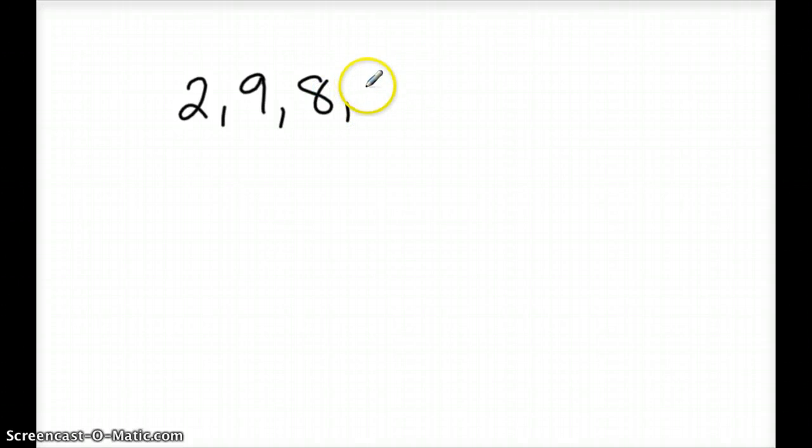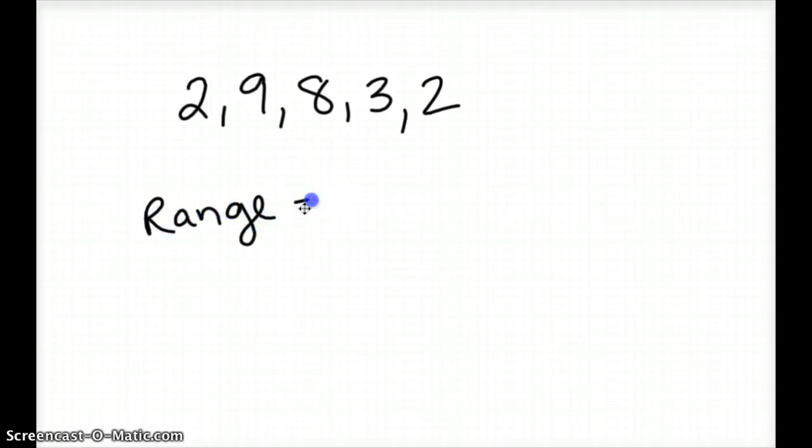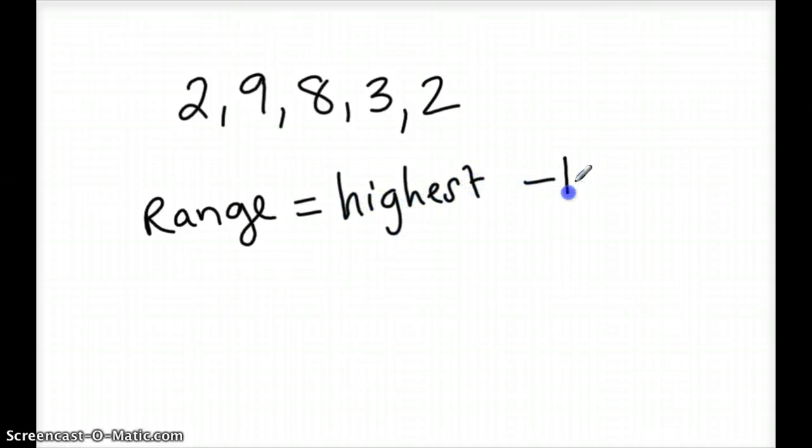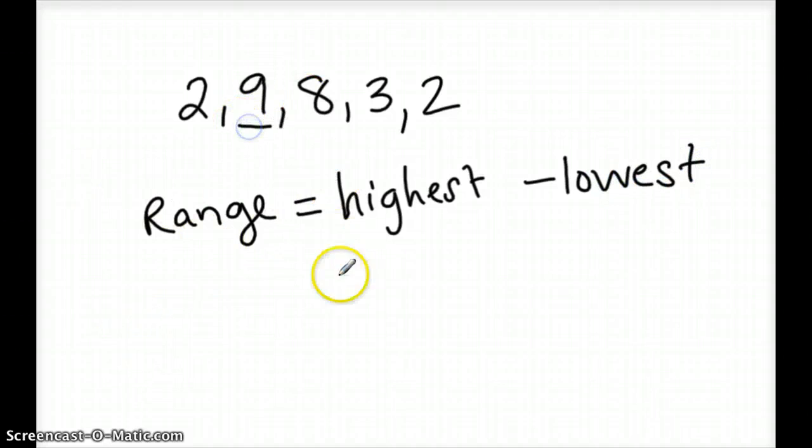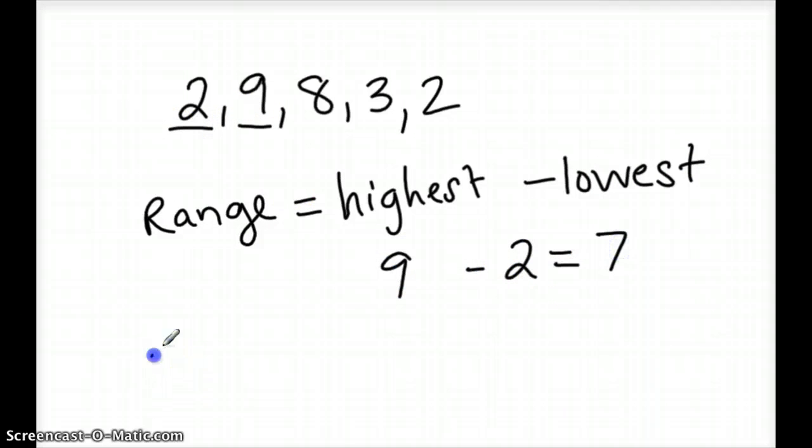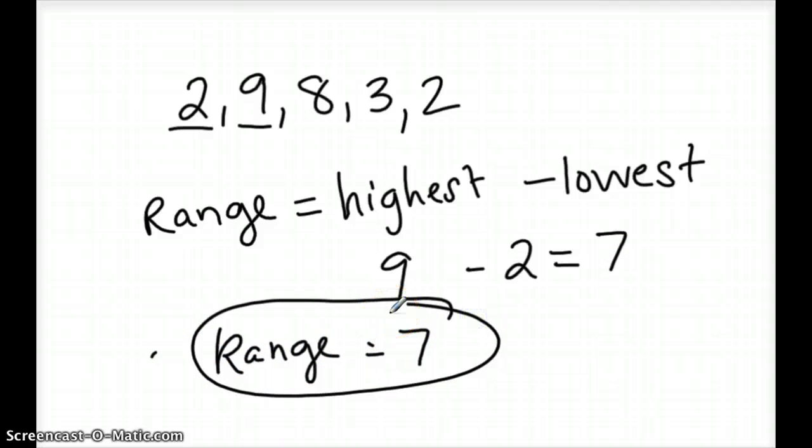All right, let's look at another set of data. So if I have the numbers 2, 9, 8, 3, and 2. So to find the range equals highest minus lowest. So I take 9, which is my highest number, subtract 2, which is my lowest number, and I get 7. So my range equals 7 for that set of data.